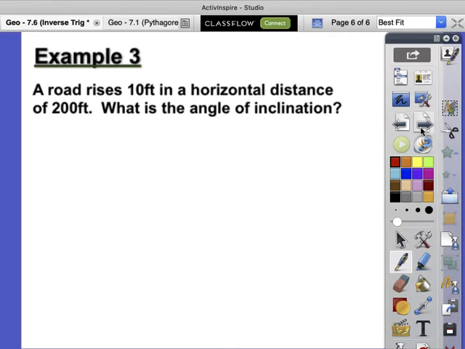7-3. A road rises 10 feet in a horizontal distance of 200 feet. What is the angle of inclination? You want to do this?